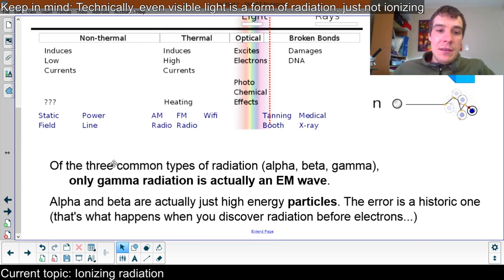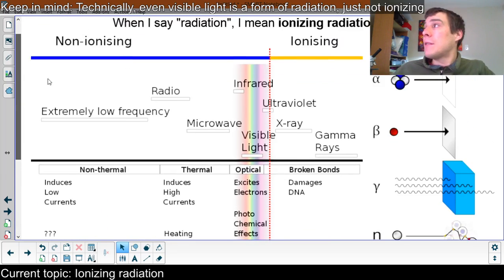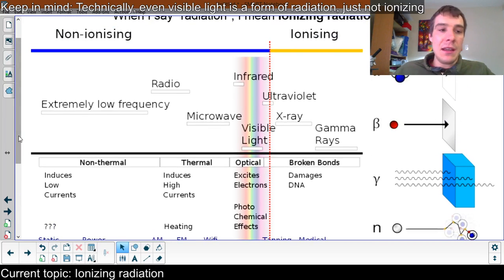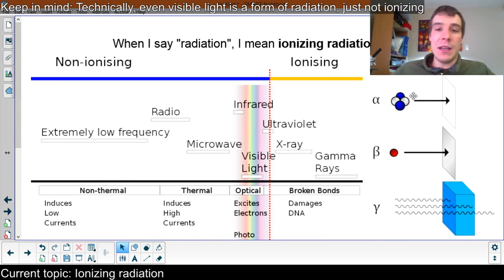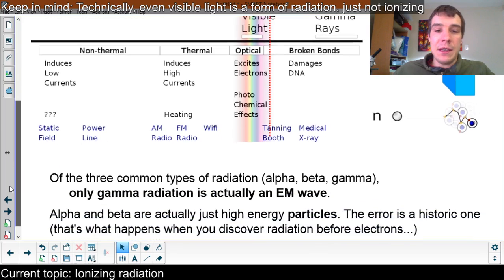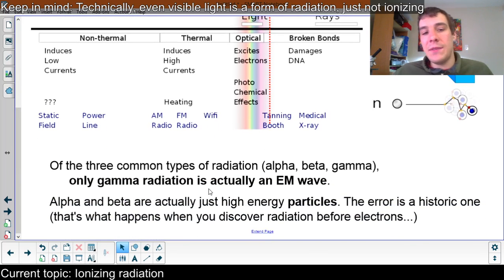Out of the 3 common types of radiation that we learned about, which is alpha, beta, and gamma, which are back here, only gamma is an actual ray. It's actually an EM wave, and can literally be called radiation. The other ones are still called radiation because they ionize. An alpha particle hitting a bond will ionize it. A beta particle hitting a bond will ionize it. But they're not actually waves. They're not radiating. They're just going in a straight line. They're just particles.